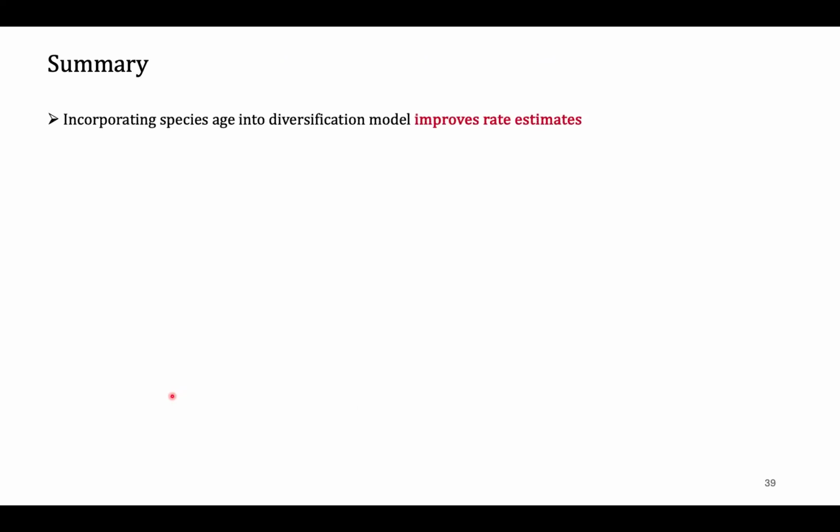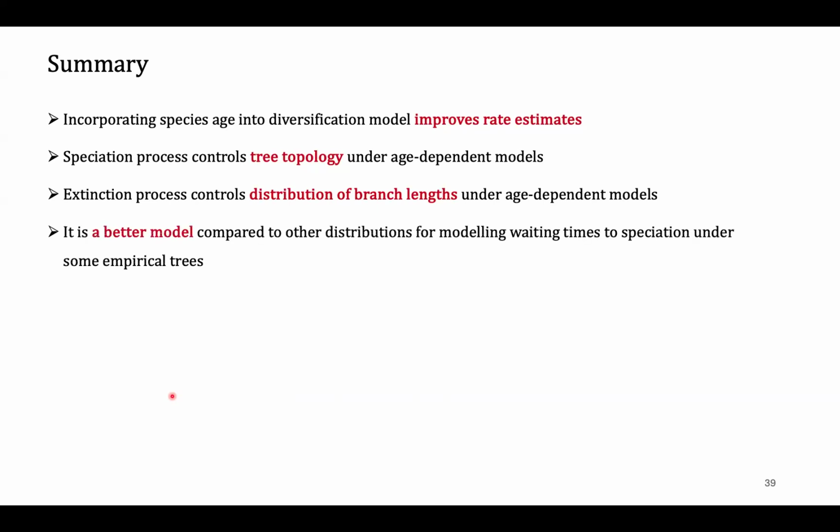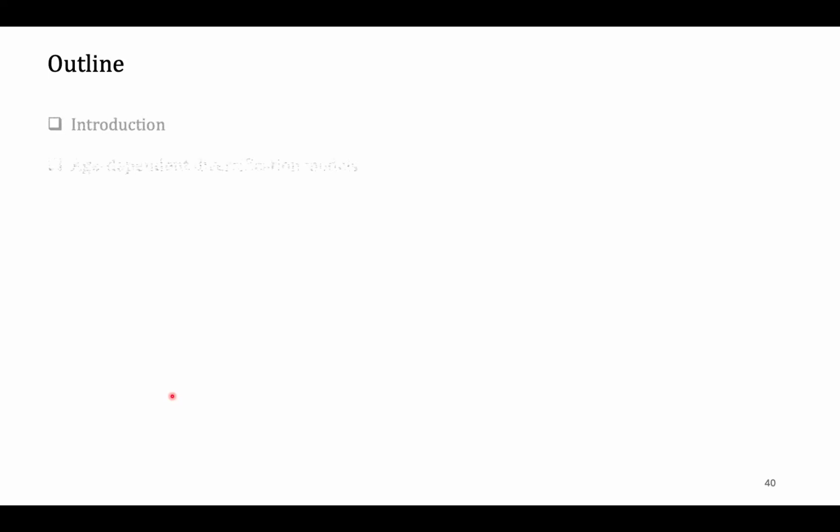Just as a summary, incorporating species age into the diversification model can improve the rate estimates. The speciation process controls tree topology under the age-dependent model, and the extinction process controls the distribution of nodes, and it is a better model compared to other existing models for modeling waiting times to speciation using the same empirical tree. Okay, so this is about the age-dependent model.